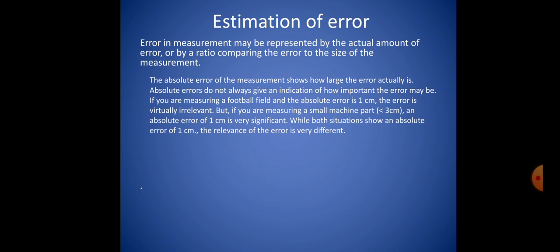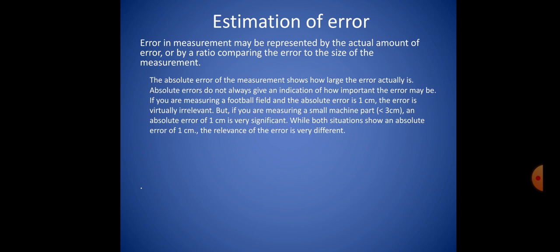So let's start. Basically we know that whenever we are taking a measurement of any physical quantity, errors are present in it. कोई भी हम रीडिंग लेते हैं तो that is not accurate, plus minus कुछ ना कुछ, तो उसमें एरर जो है वो प्रेजेंट होता ही है. So the error in the measurement may be represented by the actual amount of error, कितना error present है, or by a ratio comparing the error to the size of the measurement.